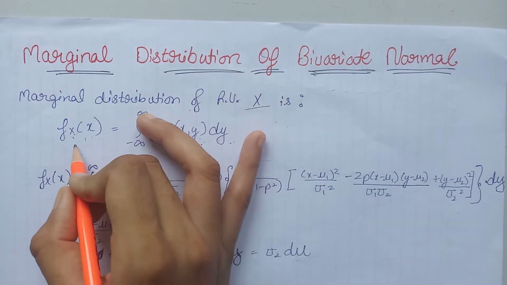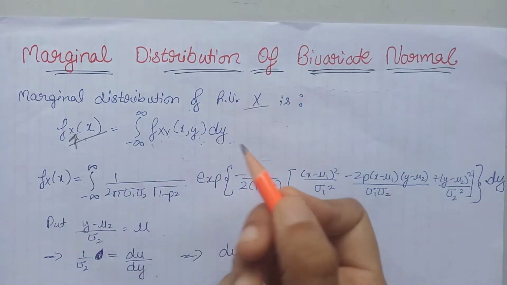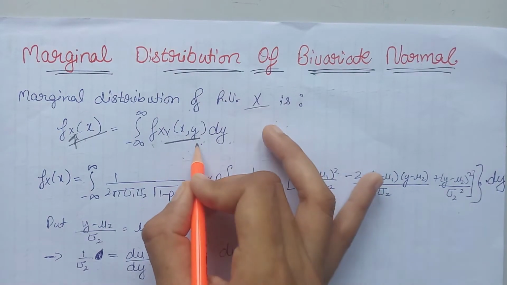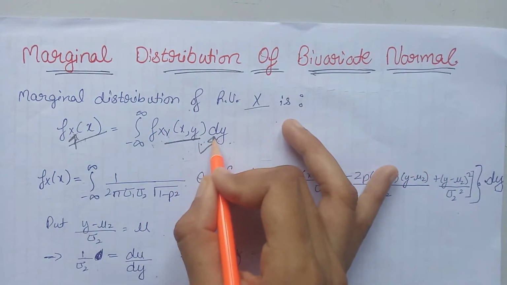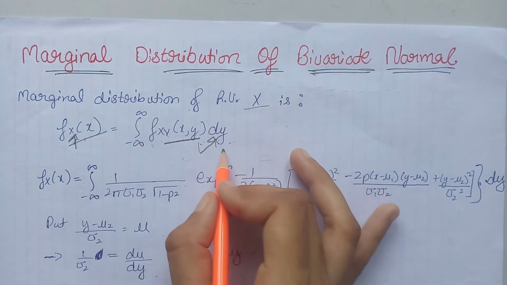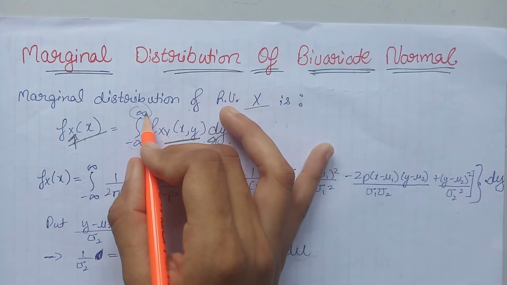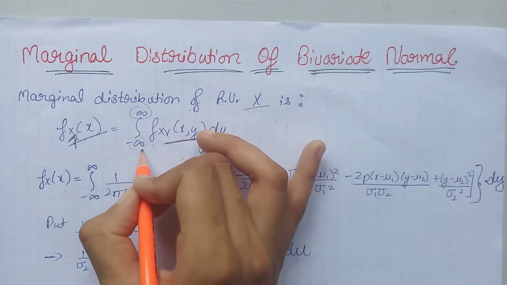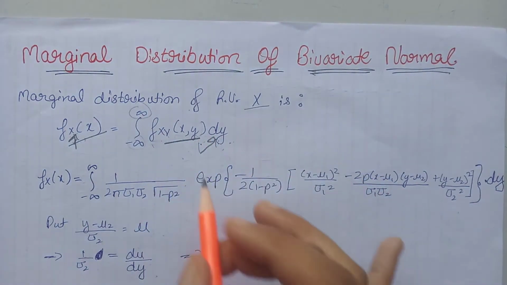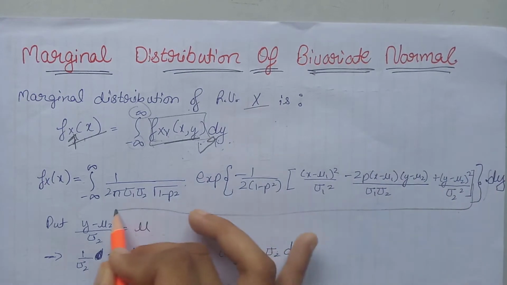Now we know that if we want to calculate the marginal PDF of x, we just have to integrate the joint PDF of x and y with respect to the opposite variable, that is y. So that means the marginal distribution of x is equal to the integration over the whole values of y. We know that in the bivariate normal distribution y lies between minus infinity to infinity, integration of the joint PDF of x, y with respect to dy.